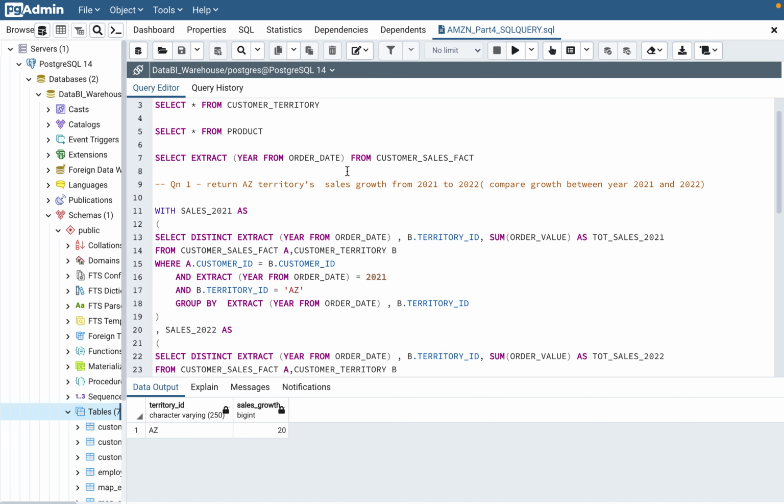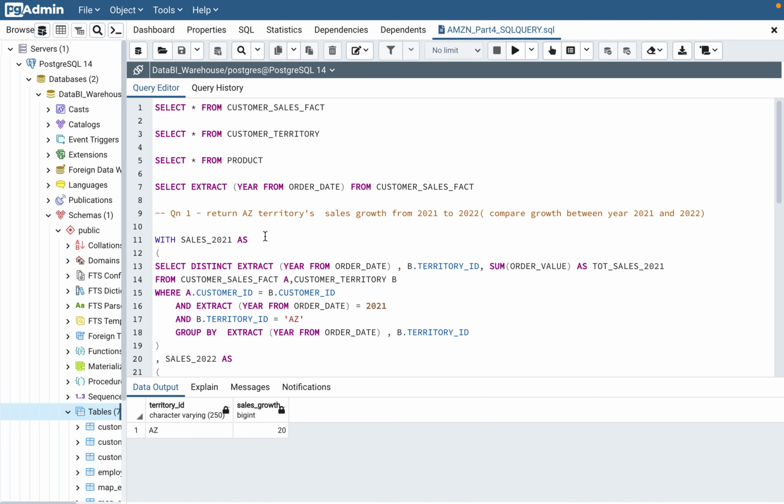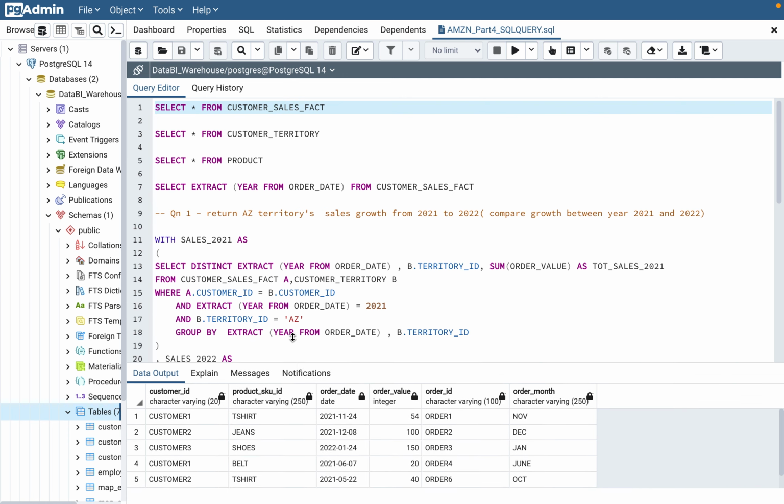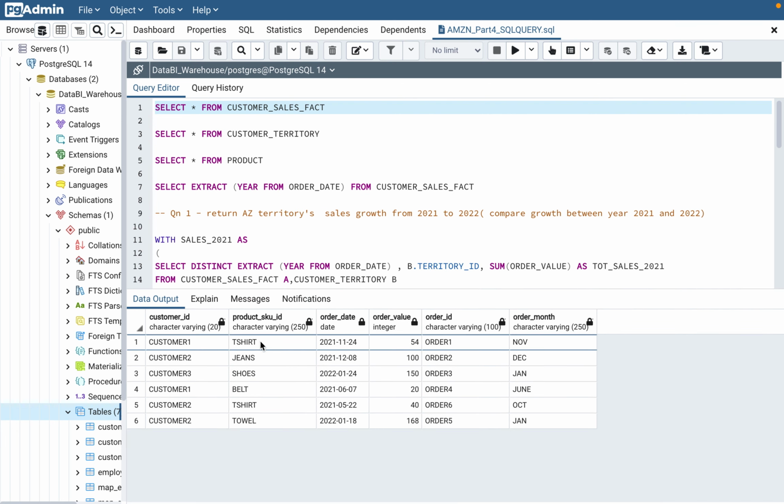So let's get started. The first question: there are three tables. Customer sales fact, as the name says, shows the customer ID, the product ID, and the order date on which the customer ordered the item. For example, a t-shirt was ordered by customer 1 on 24th November 2021. The value of the t-shirt order was $54, the order ID is order 1, and the order month was November. So customer sales fact keeps this data for each product and the value of that product.